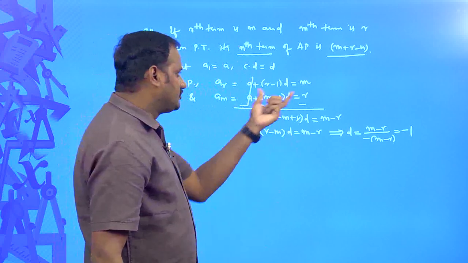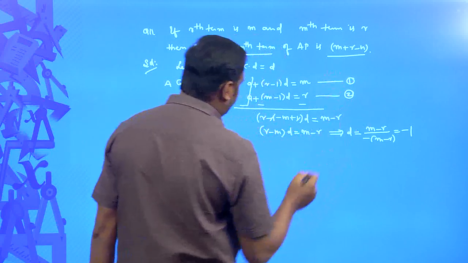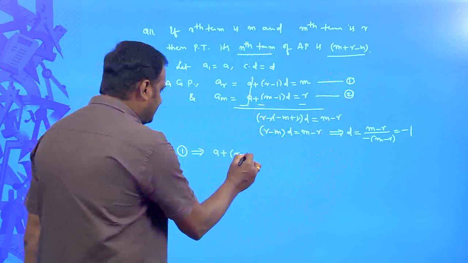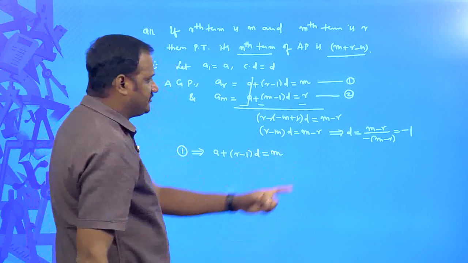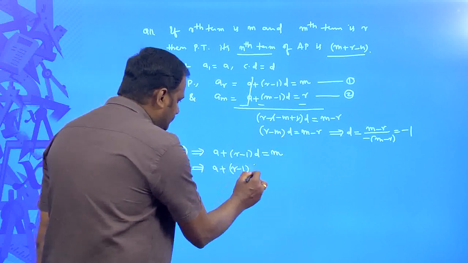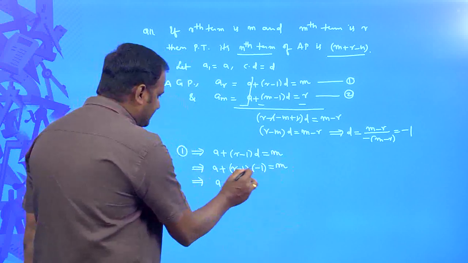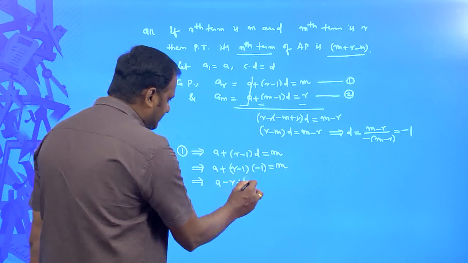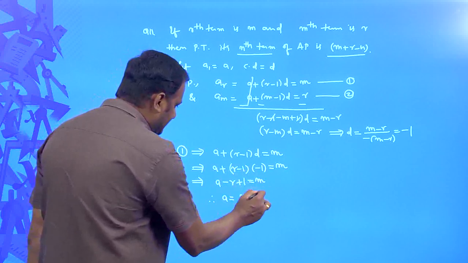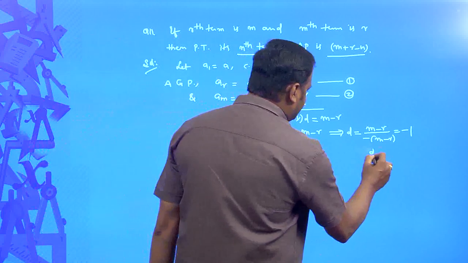And to get the value of a, choose one of the equations. Consider this as the first equation and this as the second equation. I am going to consider the first equation: a plus (r minus 1) into d is equal to m. I am going to substitute d is equal to minus 1. Then it would be a plus (r minus 1) into minus 1 is equal to m, right? That implies a minus r, minus of minus plus 1, is equal to m. Therefore, the value of a, transposing minus r to that side, it would be plus r, and plus 1 to that side would be minus 1. Therefore, the value of a is equal to m plus r minus 1 and d is equal to minus 1.